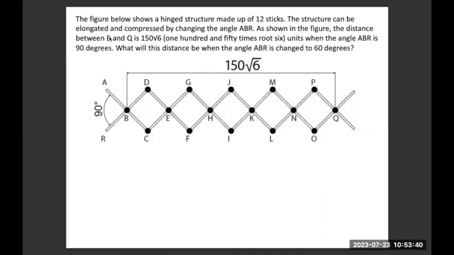As shown in the figure, the distance between B and Q is 150 square root of 6 when the angle ABR is 90. What will be the same distance between B and Q when the angle in ABR changes to 60 degrees instead of 90, which means it's getting bigger?